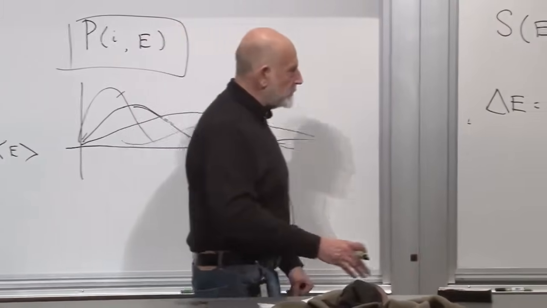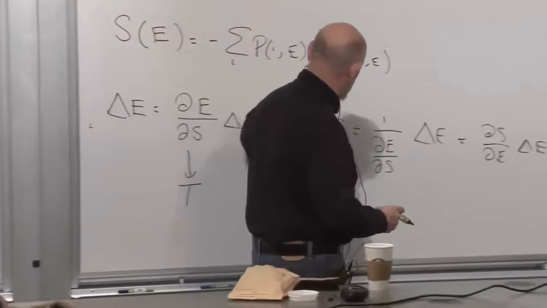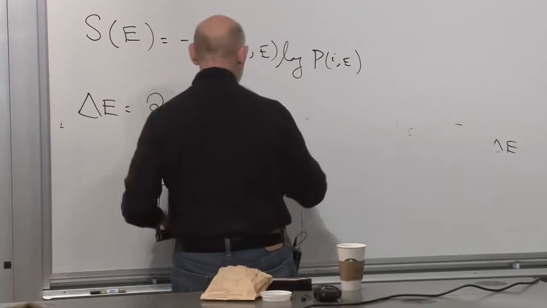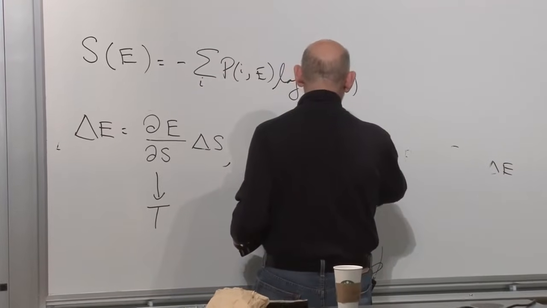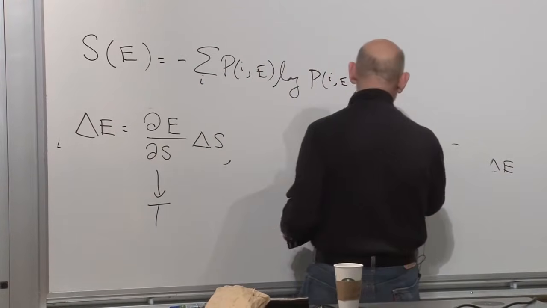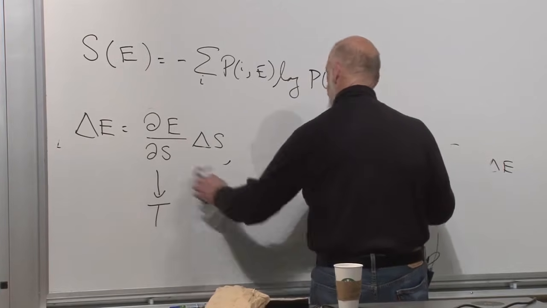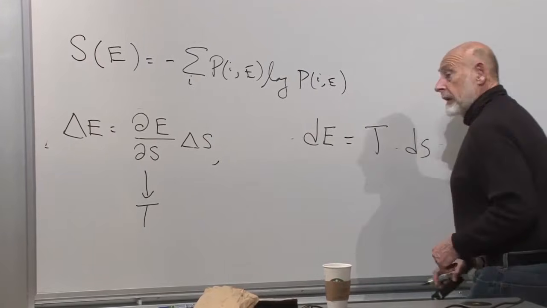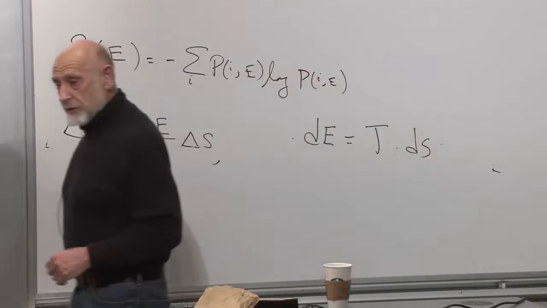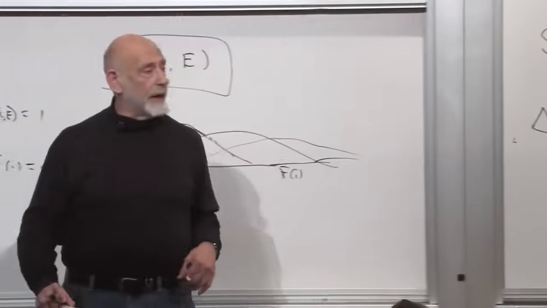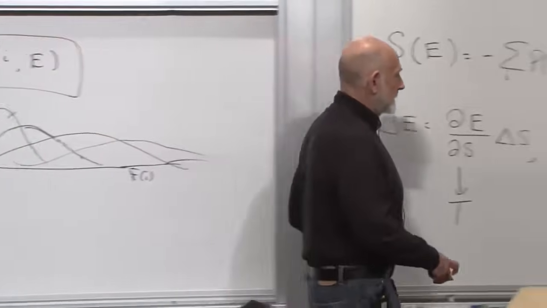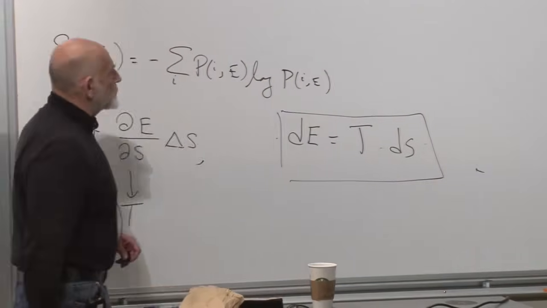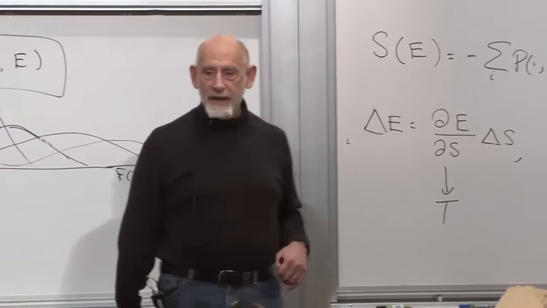Or using differential formulas, I don't know why I write delta, just d. The definition of temperature is such that dE equals T, temperature, times dS. And that's the only definition of temperature that's universal and general. dE equals T dS, sometimes written dS equals 1 over T times dE.